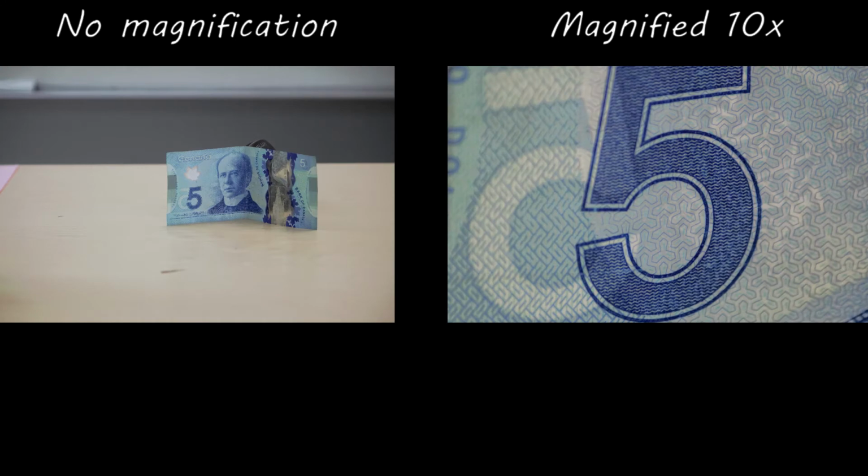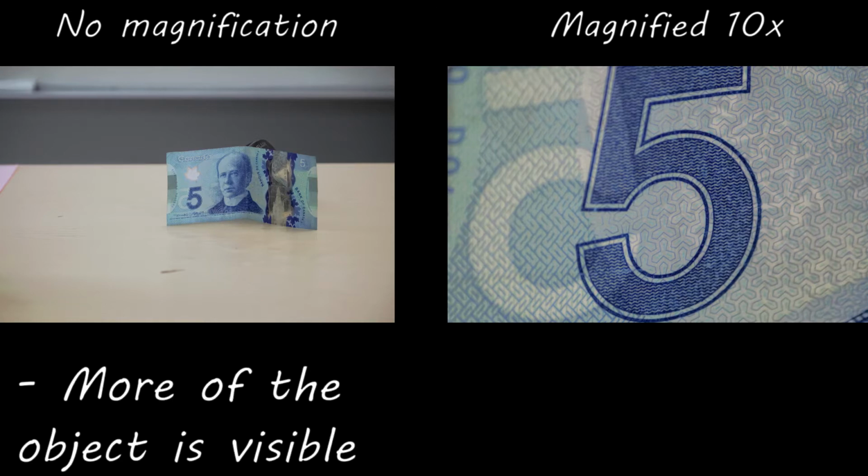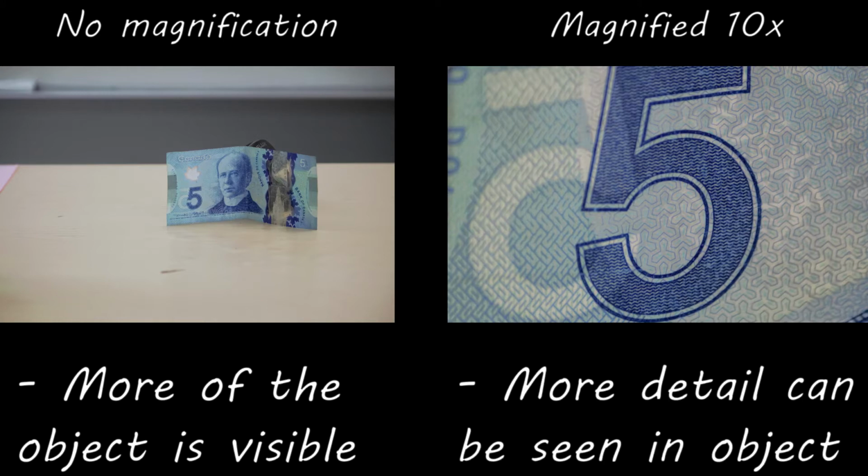An example of magnification can be seen here. On the left, we see an image of a $5 bill without any magnification. On the right, we can see that it appears approximately 10 times larger than it does on the left. The image on the right appears to be magnified by 10 times, so we say that it has a magnification of 10x. You can see more of the object in the picture on the left, but you can see more detail in the picture on the right. Both images contain useful information.